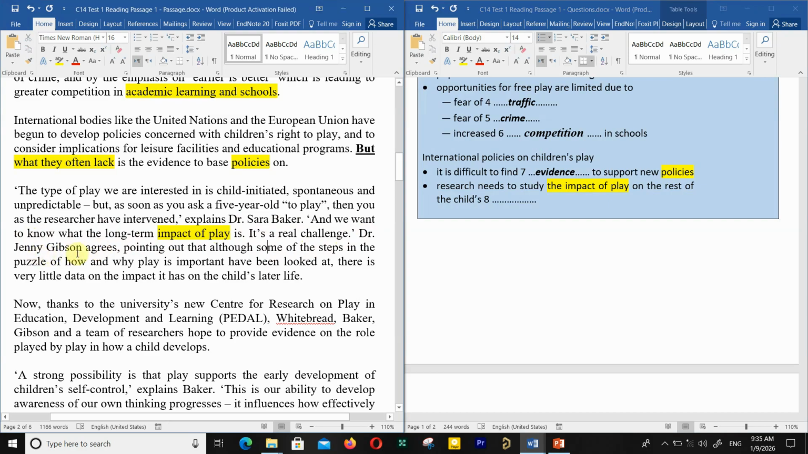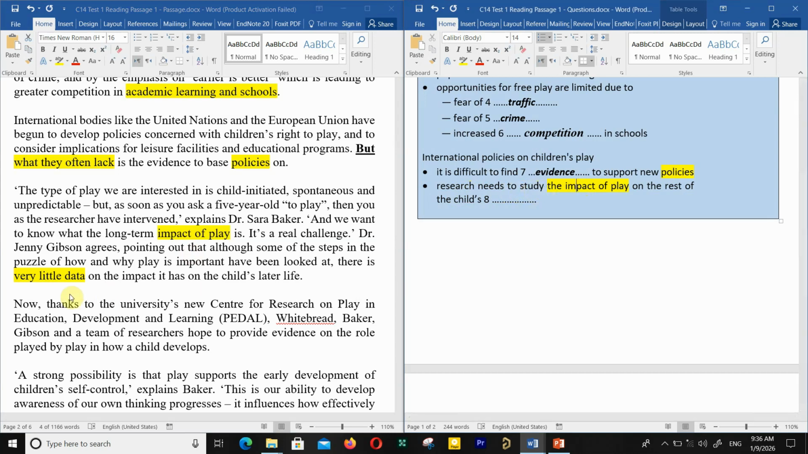Dr. Jenny Gibson agrees, pointing out that although some of the steps in the puzzle of how and why play is important have been looked at, there is very little data on the impact it has on the child's later life. Here it is. So with this one, I find where my answer is, and then it says that research needs to study.